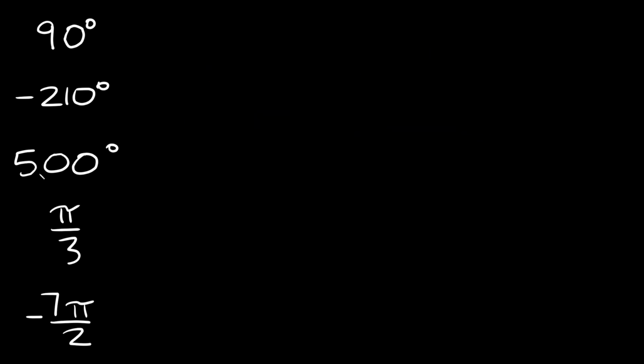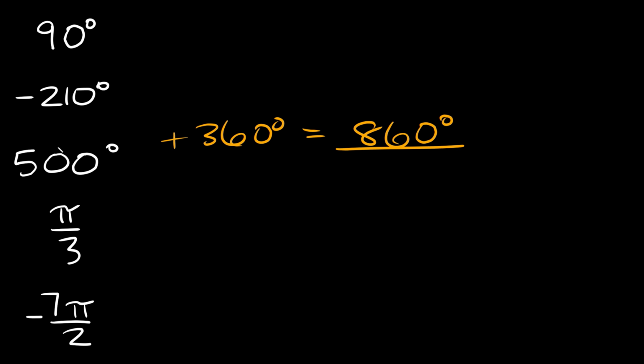All right, now there are some tricky questions sometimes. So for instance, 500 degrees. If we wanted to find a positive coterminal angle, again, we could simply add 360 to that, and that's going to be equal to 860 degrees, which is positive, right? Now, if we took 500 and we subtracted 360 degrees, well, that's equal to positive 140 degrees, all right?